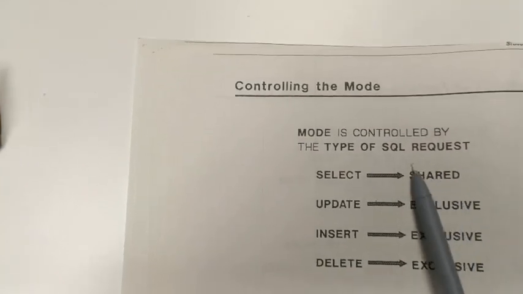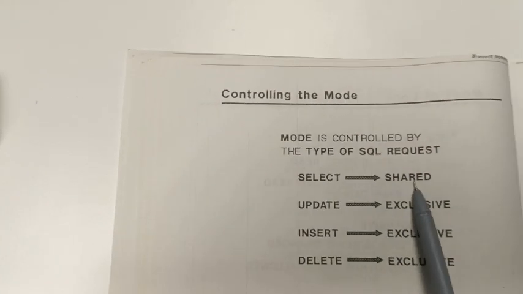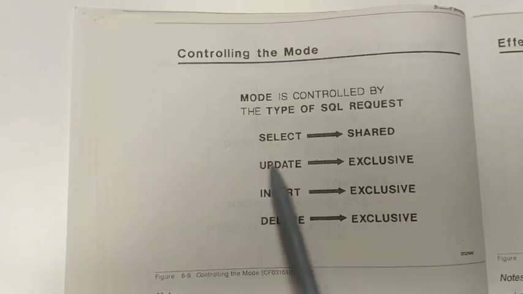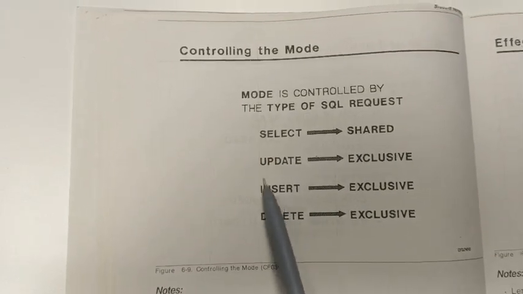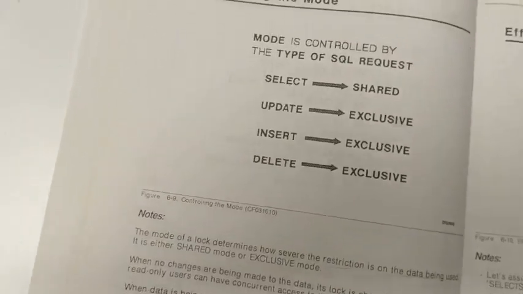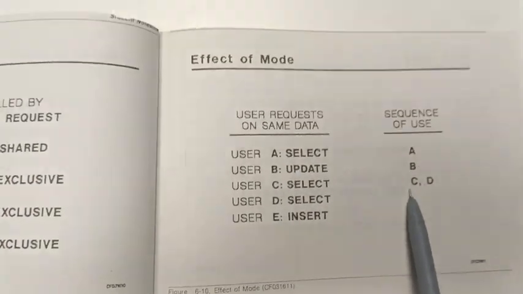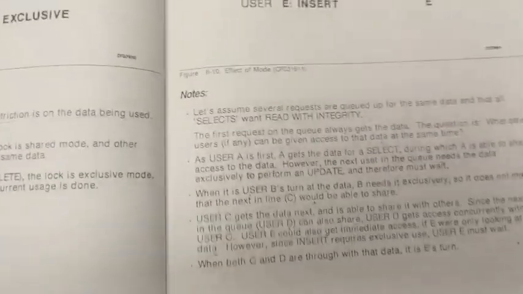As the previous slide said, share lock mode is only for select statements. Exclusive mode is for update, insert, and delete. And these are examples of how they are used, the type of mode we are using here.